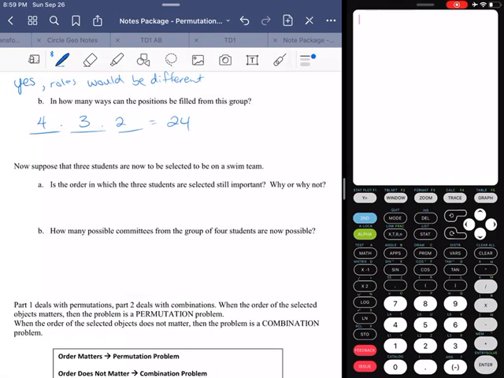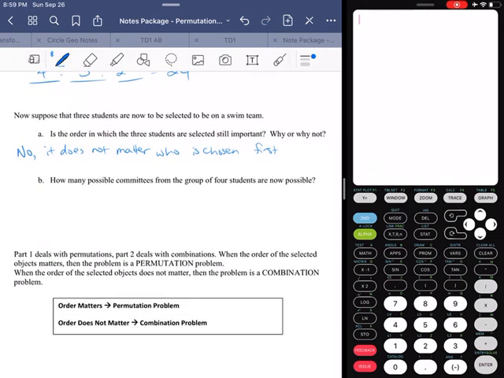Is the order still important now? Is there a specific role that they get when they're on the swim team? If the answer is no, it does not matter who is chosen first. So if I select your name first and you're on the swim team versus whether I select your name third, you're still on the swim team. You still have the same role. How many possible committees can there be from these 4 students?